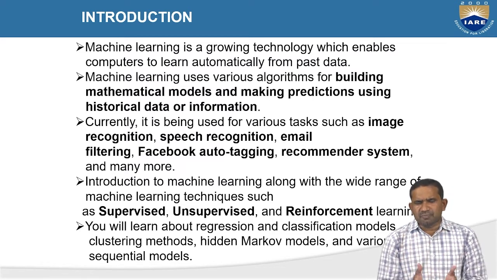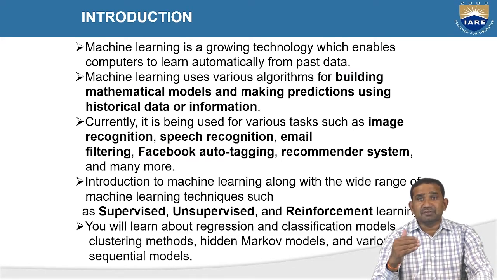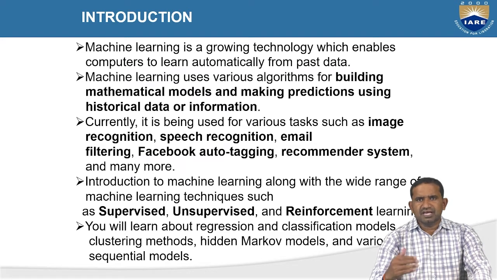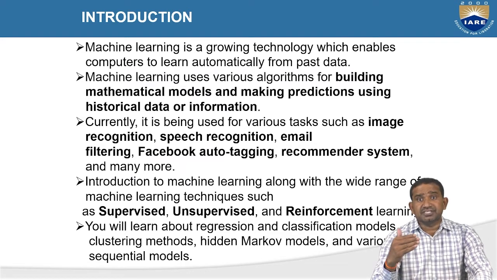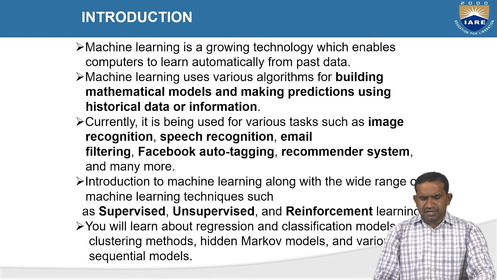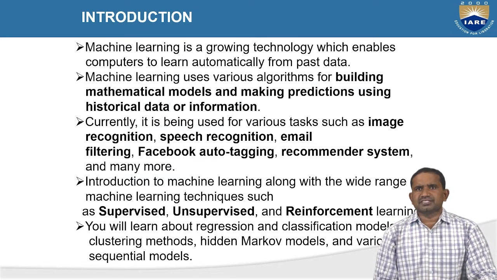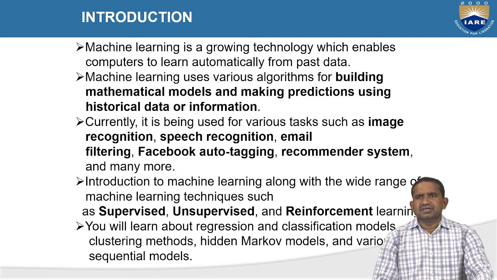So in all these applications, machine learning can play a major role. Why? Because machine learning is a main part of human life. It has various applications and serves various needs of customers. So the machine can play a vital role not only in these applications, but in many more applications. Right. Introduction to machine learning along with a wide range of machine learning techniques such as supervised, unsupervised and reinforcement learning.